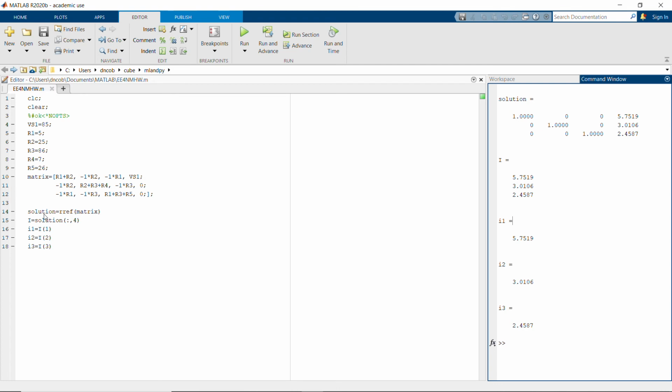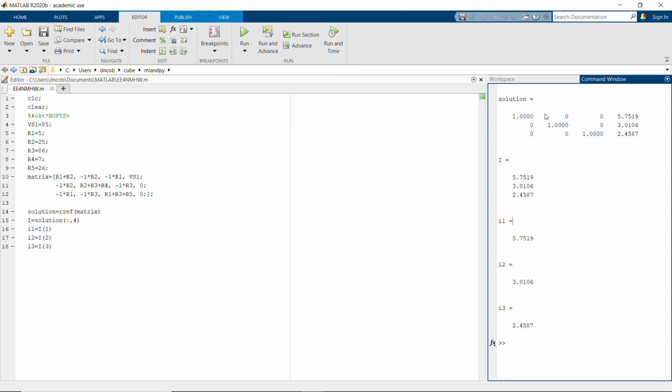So our solution is just as simple as taking rref of the matrix. This is a built-in function in MATLAB, so it's easy. We're going to store this value, which is a matrix in itself, and we're going to place that into a variable we're naming solution. And you can see I didn't suppress this, so it'll show up in our command window. And this is what an rref matrix looks like.